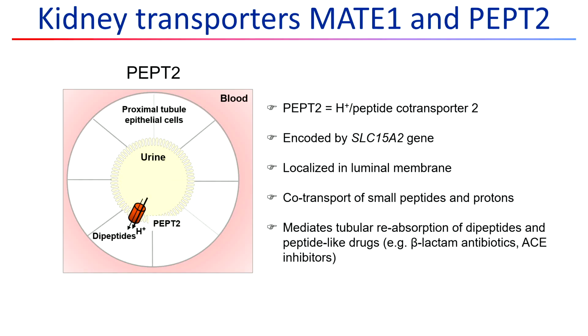The peptide-2, I think we haven't heard of that today. That's the proton peptide cotransporter. It's encoded by the SLC15A2 gene, and it's also localized in the luminal membrane of proximal tubular epithelial cells. And this protein does a co-transport of small peptides and protons. So it's just rescuing the peptides which are excreted into the urine, so they are coming back into the body. And it mediates the tubular reabsorption of dipeptides and also peptide-like drugs like beta-lactam antibiotics and ACE inhibitors.